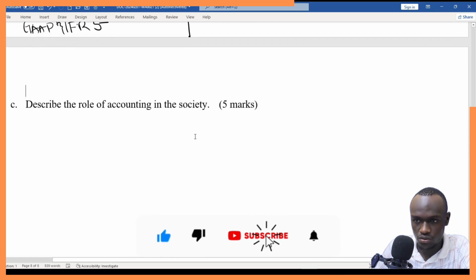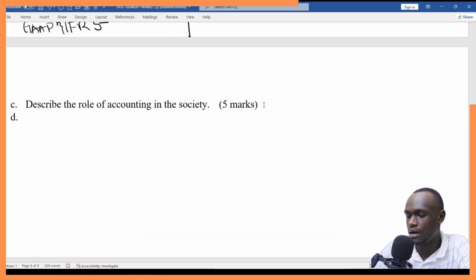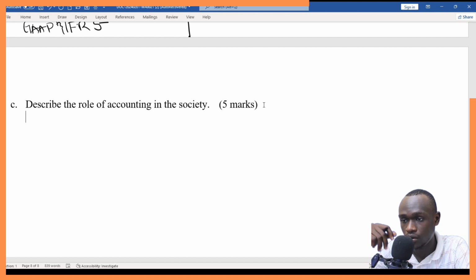So we move to the last part of this question, which requires us to describe the role of accounting in the society. Basically, the main purpose of accounting is to provide financial information to help in decision making. That's one role of accounting in the society. So we can say that accounting provides knowledge needed to manage financial resources effectively.